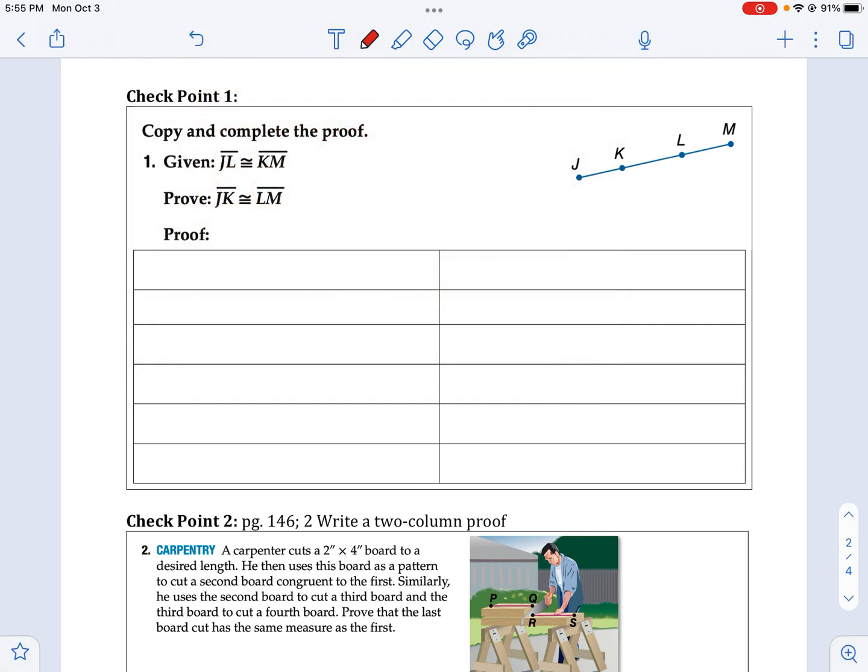In this one, I want to prove, given that JL and KM are the same, that JK is congruent to LM. So one, JL is congruent to KM. That's given.